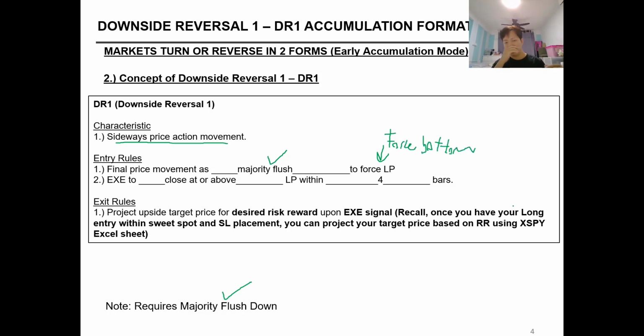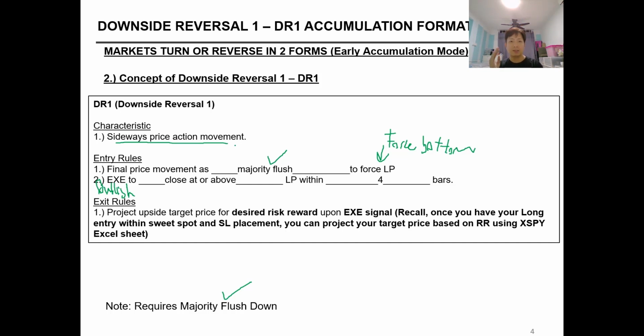To force the LP, the EXE, which is a bullish EXE because it's a false bottom scenario, you're going long, right? So it's going to be a bullish EXE to close at or above the LP within 4 bars. So our methodology guideline is up to 4 bars.